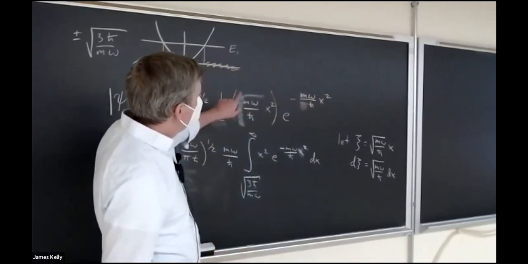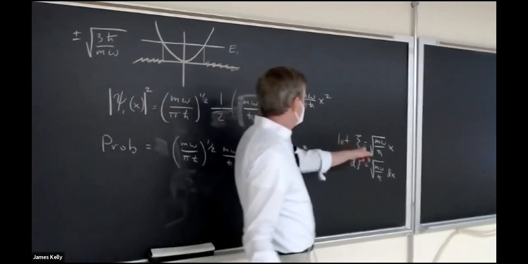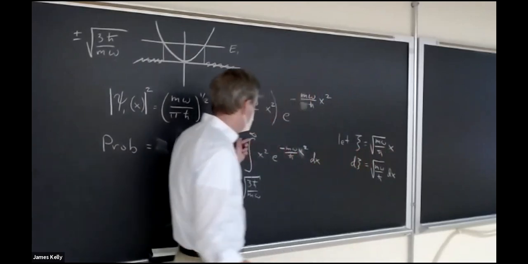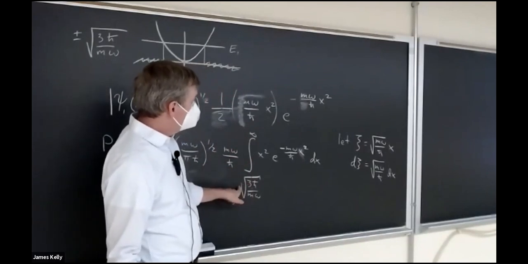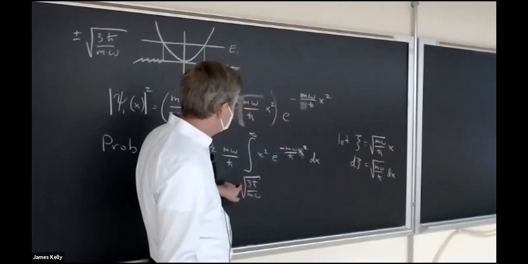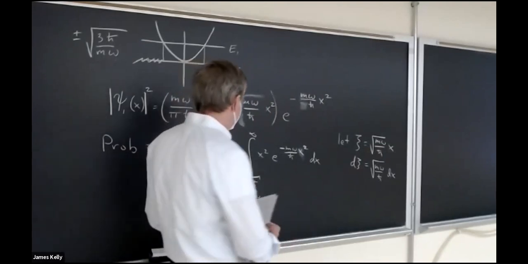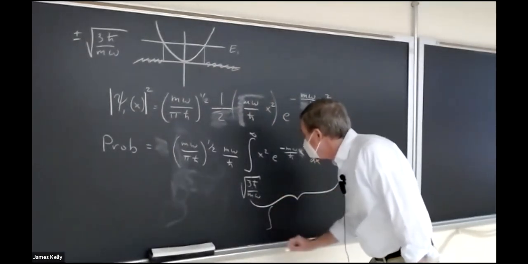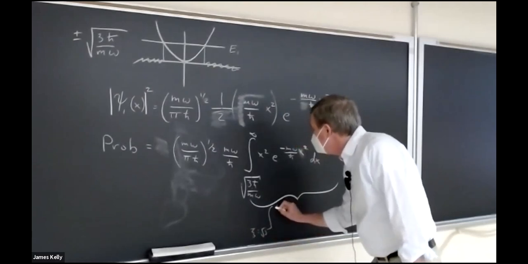And when x goes to infinity, xi goes to infinity. So that means the upper limit is going to stay the same. And when x goes to this value, there are some cancellations that happen in the xi. When x is this value, xi is actually just √3. So I'm changing variables to xi, and I'm going to integrate from xi equals √3 to infinity.